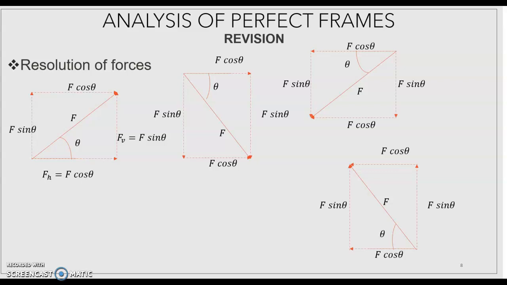If the angle theta is measured from the horizontal, then the horizontal component is F cos theta and the vertical component is F sin theta. Instead of the horizontal, if the angle is measured from the vertical, this is reversed. The horizontal component is F sin theta and the vertical component will be F cos theta. And for a horizontal force, there is no vertical component. And for a vertical force, there is no horizontal component.